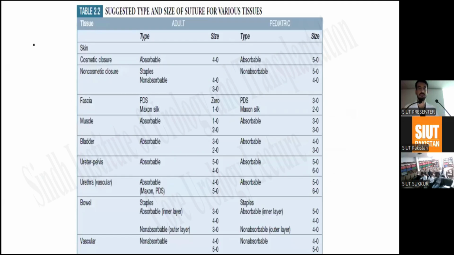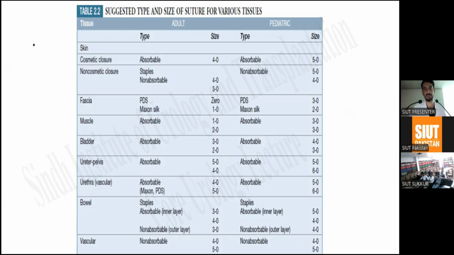So these are the recommended sutures for various skin and other incisions, cosmetic closure. For adults it is absorbable, size could be 4-0, and for pediatric 5-0. Non-cosmetic options include staples and non-absorbable sutures. They can be 4-0, 3-0, and for peds 5-0 or 4-0. Fascia is usually closed with PDS or Maxon, size 0 for adults and PDS 3-0 for the pediatric population.